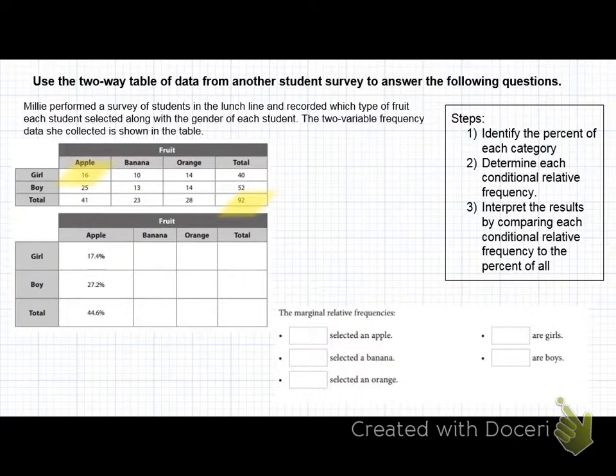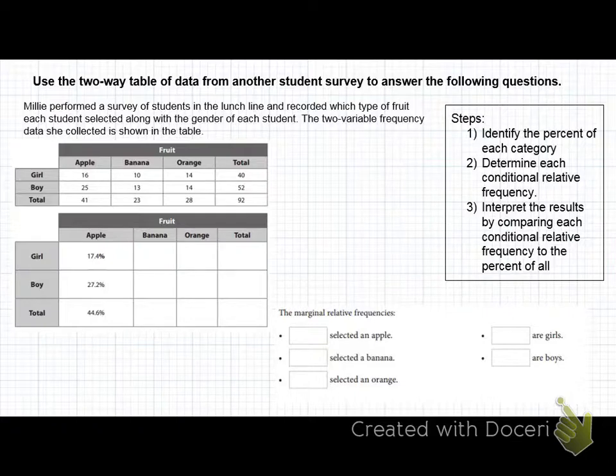16 divided by 92 is 0.17 what? Okay, let's move the decimal 2 places to the right. What do you get? Good, 17.39, or we write 17.4 here. Okay, let's keep going. What's the next one?